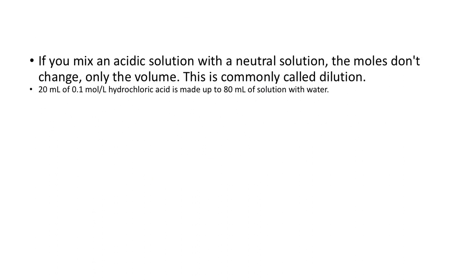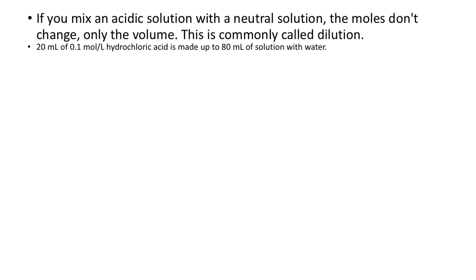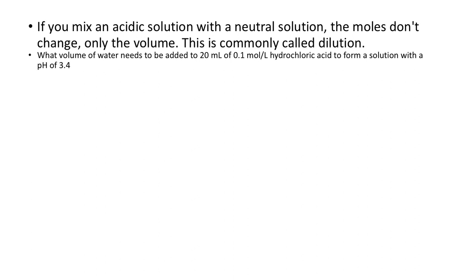Okay. This one here is only different, so it looks very similar, but it's in the way that it's made up to 80 mils, which means that the total volume is 80 mils. Okay, so you can try this one yourself. It is 1.6 is the final pH. Okay, so instead of using 100 mils, you use 80 mils. Okay, then finally this one here.